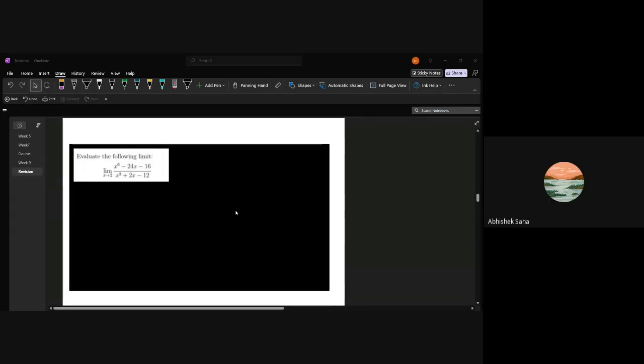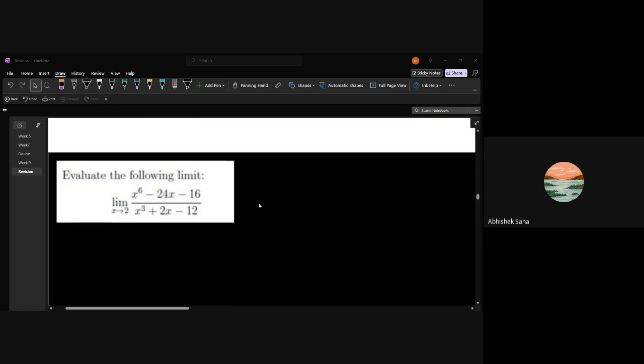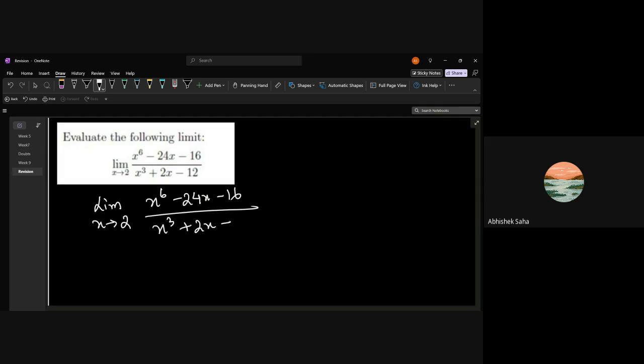Okay, let's solve this problem. You have to find the evaluation of the limit. So let's evaluate this function. This function says the limit as x tends to 2 of (x^6 - 4x - 16) upon (x^3 + 2x - 12).